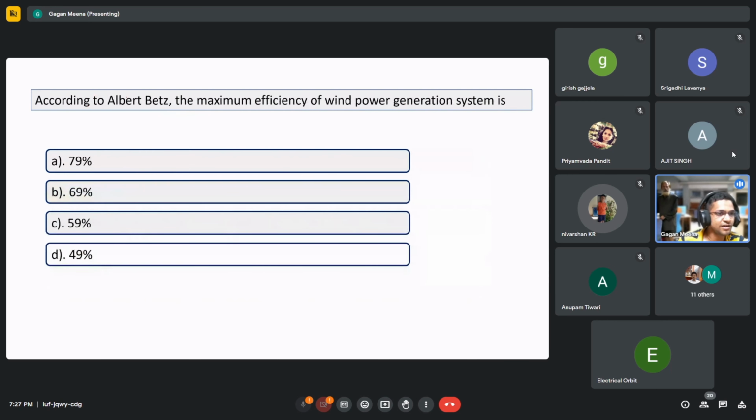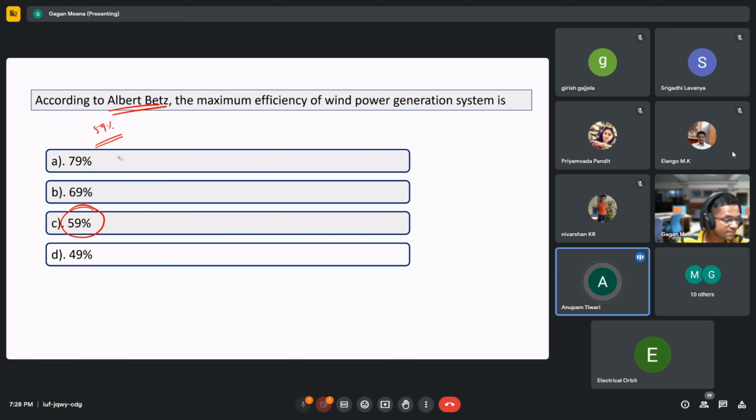Next question is, according to Albert Betz, the maximum efficiency of wind power generation system is. We have not discussed this, but it was mentioned in the lectures. C. So this maximum theoretical limit is 59%. From whatever wind is available, we can extract maximum 59% of energy. Beyond that we cannot extract from wind.